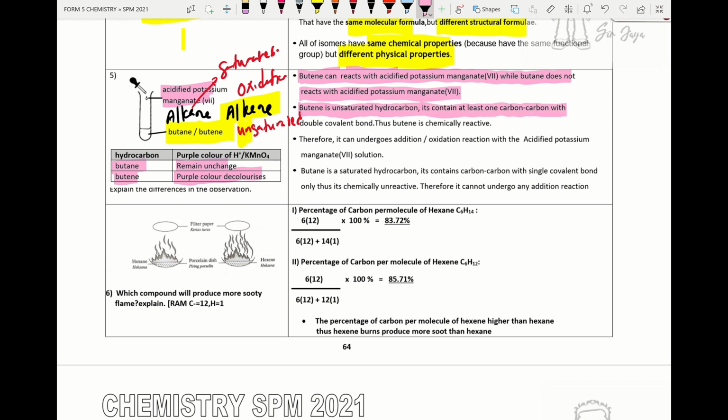Butene is an unsaturated hydrocarbon. It contains at least one carbon-carbon double covalent bond. Thus butene is chemically reactive. Therefore it can undergo oxidation with acidified potassium manganate(VII). Butane is a saturated hydrocarbon. It contains carbon-carbon single covalent bonds. Thus it is chemically unreactive. Therefore it cannot undergo addition reaction. So please check this question.